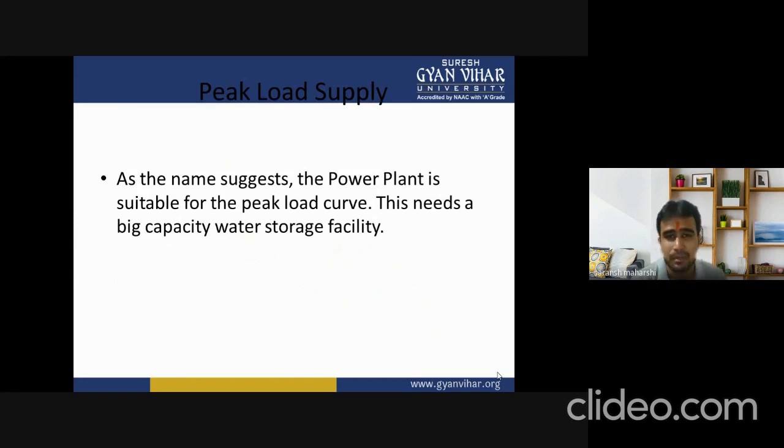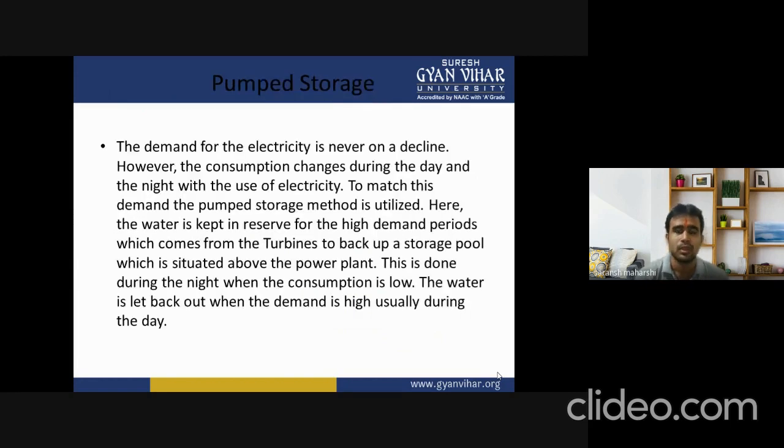Wherever we need a big storage capacity, meaning a larger amount of storage for the supply of a power plant, the particular factor we will use is peak load supply. So it is also called the peak load curve for the suitability of this situation. Now we will discuss the pump storage. The demand for electricity is never on a decline.